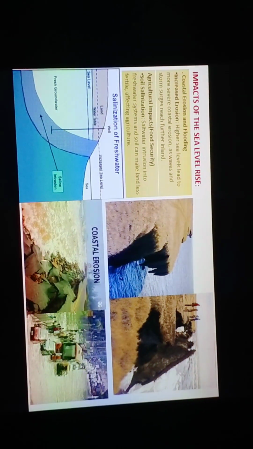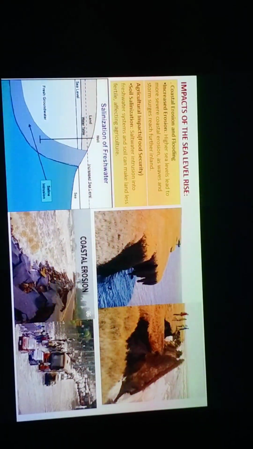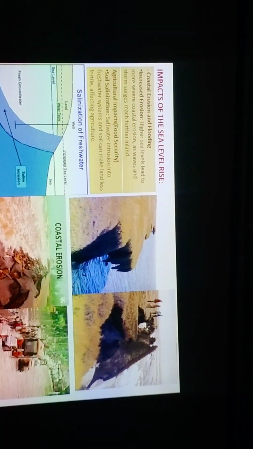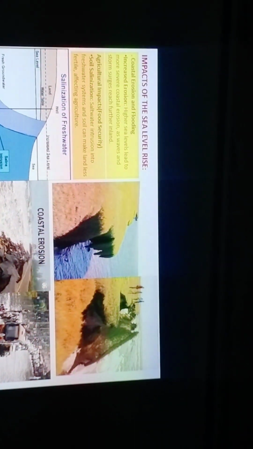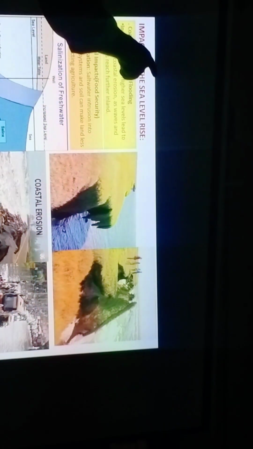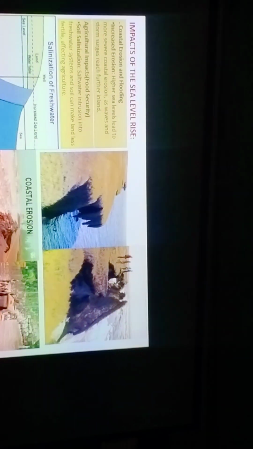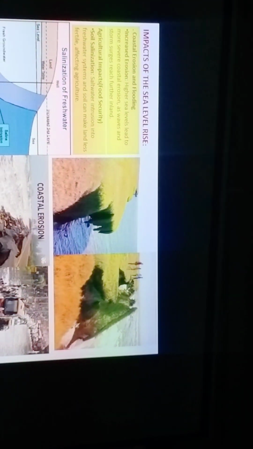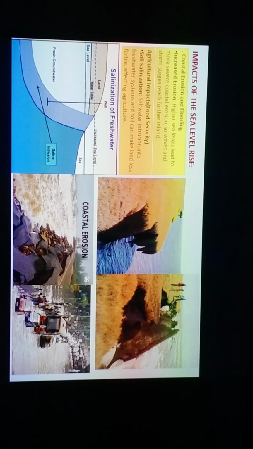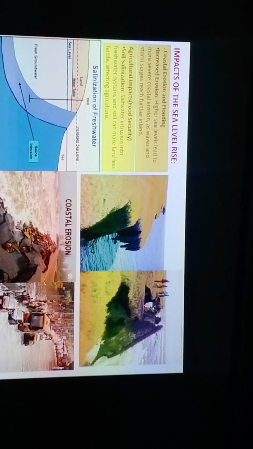Next, these are the impacts of the sea level rise. In the coastal areas, due to the sea level rise, high waves and storm surges erode the coastal areas. As you can see in the picture, this was the first one, the right side one, these were the areas, but with the erosion something like this happens, and with the coastal erosion also flooding comes.